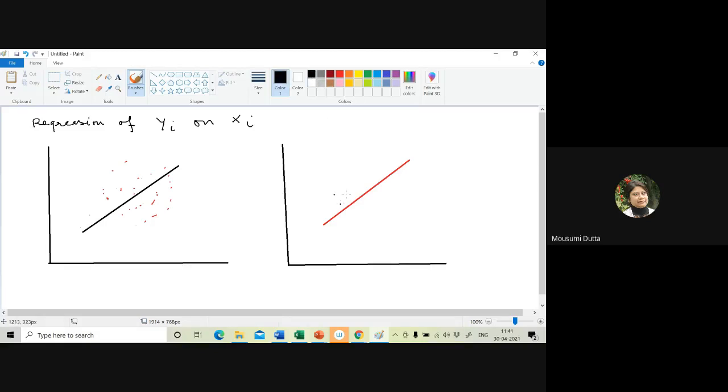And in this case, along this axis we are measuring xi, and along this vertical axis, yi. Now, in case of yi on xi, we consider the vertical distance of a scatter from the fitted line, this kind of vertical distance. Okay, so this we consider as error.